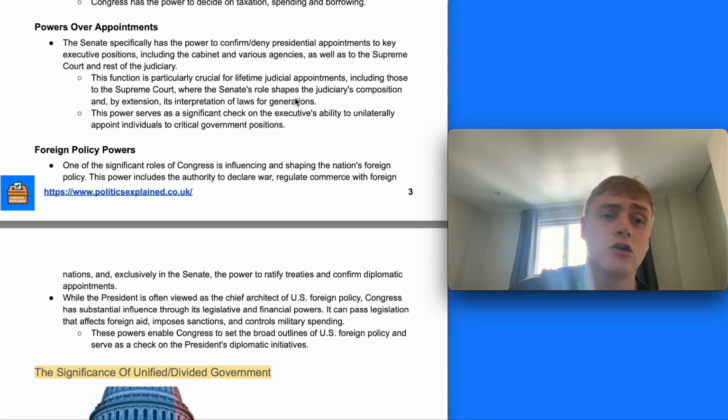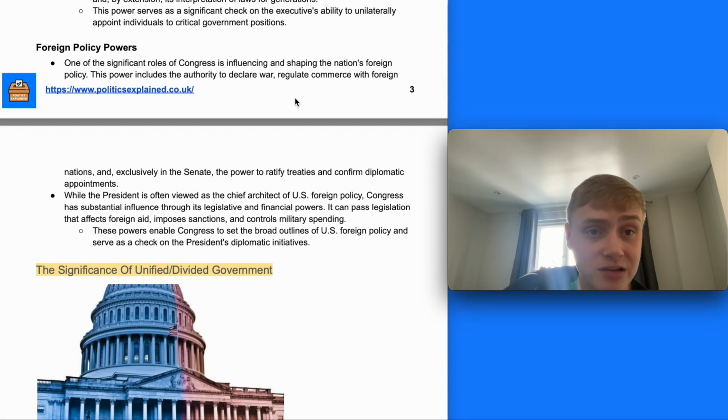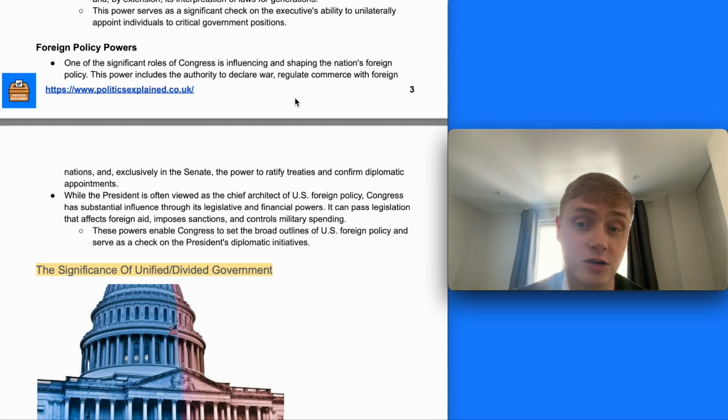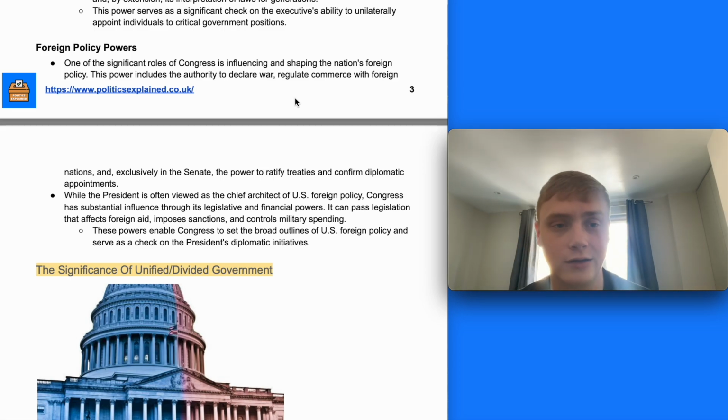And then finally, Congress has key foreign policy powers. They play a key role in shaping and influencing the nation's foreign policy, including the authority to declare war, regulate commerce with foreign nations, and the power to ratify treaties and confirm diplomatic appointments. That's the Senate in particular for those final two.